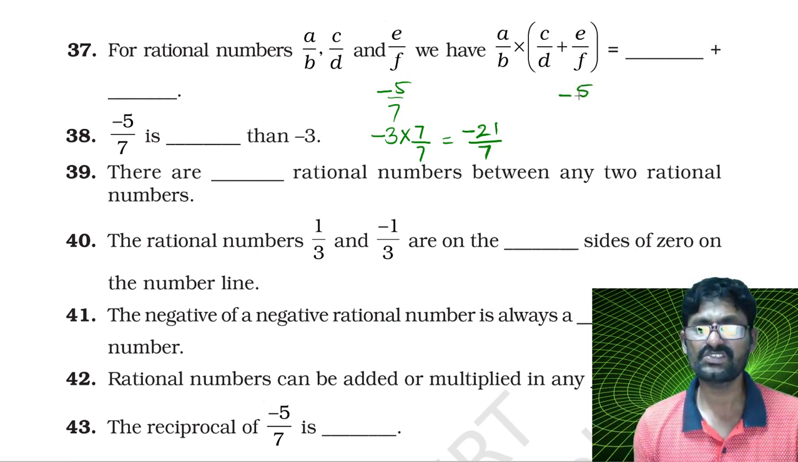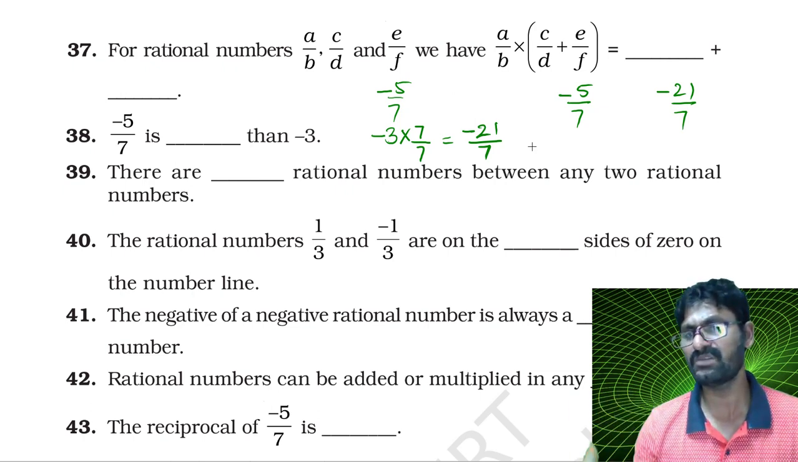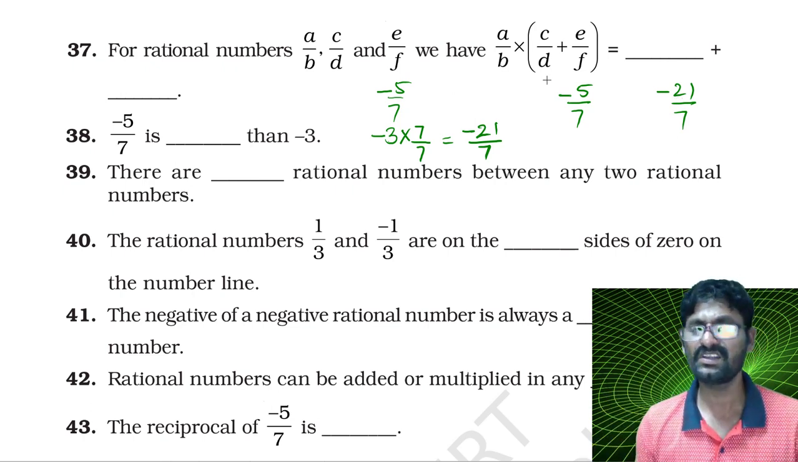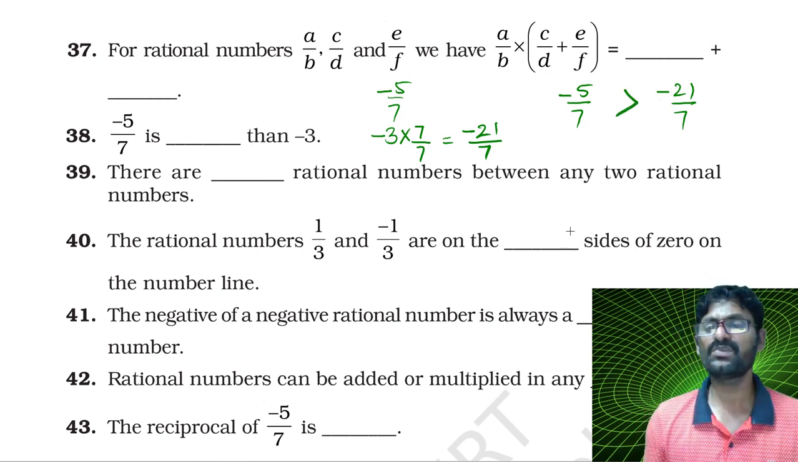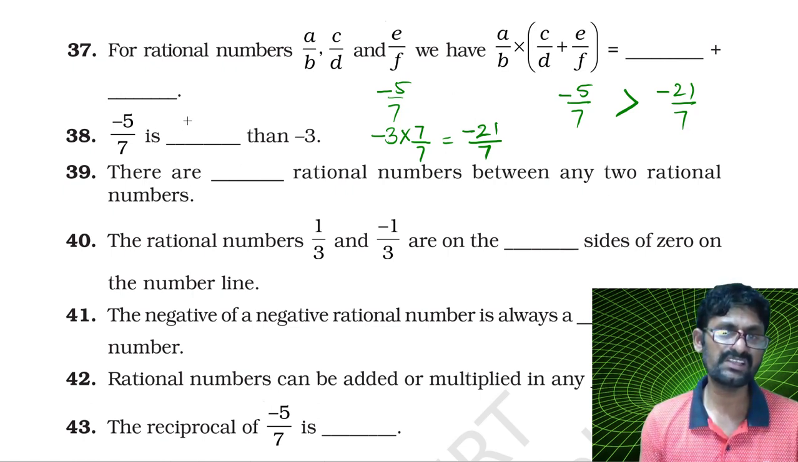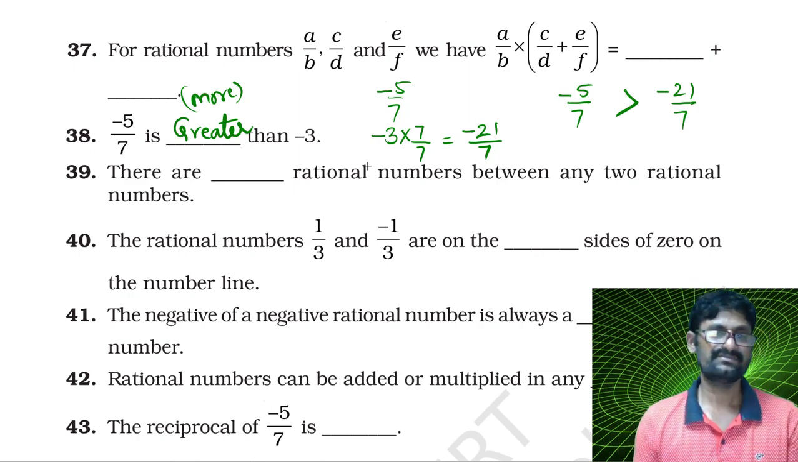Which one is greater among these two? -5 by 7 or -21 by 7? If we ignore these negative symbols, then we have 5 by 7 and 21 by 7. So clearly 21 is the greatest one if we ignore the negative symbols. But if we take negative symbols also into consideration, -5 will be greater than -21. So -5 by 7 will be greater than -21 by 7. So here -5 by 7 is greater than -3. Okay, right. Let's go to 39th problem.